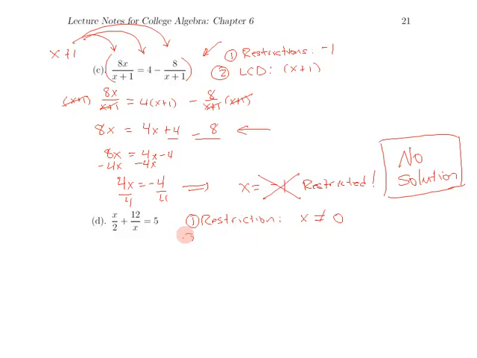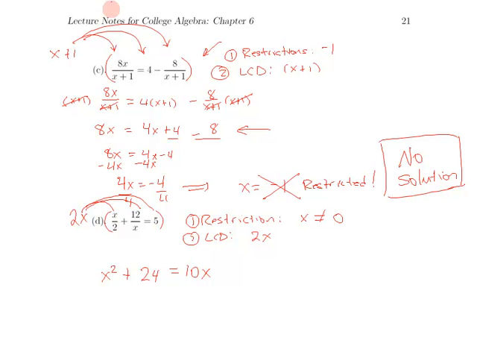What is our LCD? Well, our LCD is going to take each of our denominators, so it's going to be 2 and x. Multiply through by 2x. Are you starting to get the hang of this? I hope so. If not, keep watching. Keep trying to get the hang of it. 2x times x over 2, the 2's cancel. I'm left with x squared. 2x times 12 over x, the x's cancel. So we end up with 24, and 2x times 5 is equal to 10x.